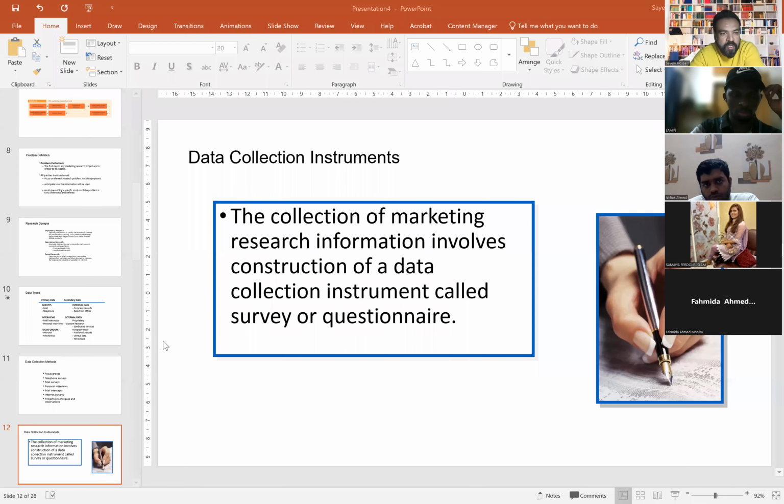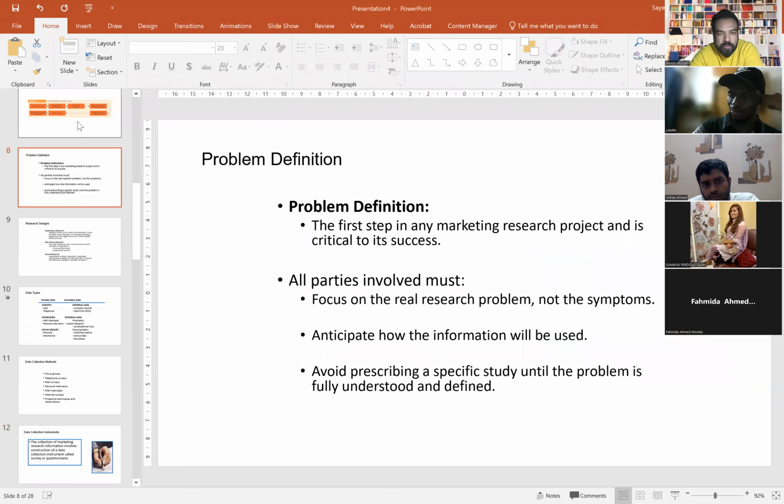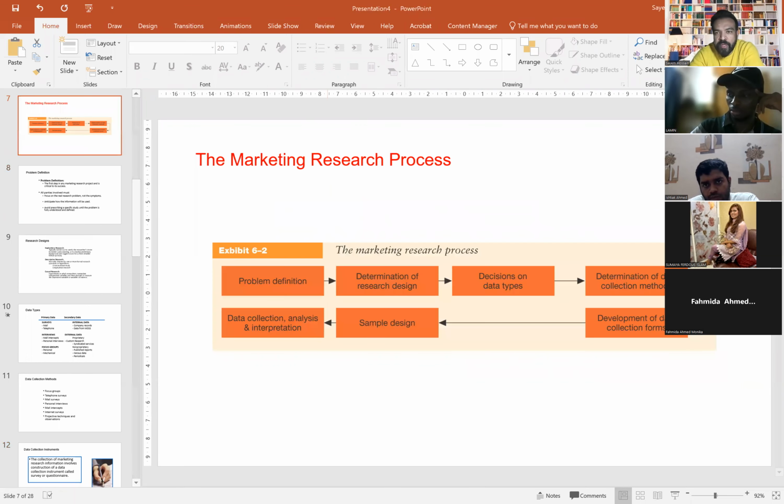So I'm just going to go back to where I was. This is where we finished our discussion. We are talking about the marketing research process. So the marketing research process has got these steps, right? We're going to go through these steps one by one now in detail so that we all understand what these different steps are. So beginning with the problem definition.